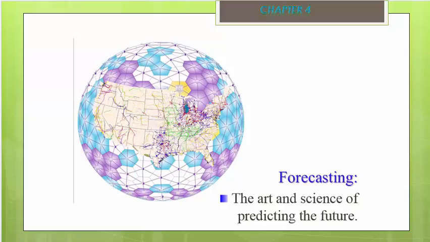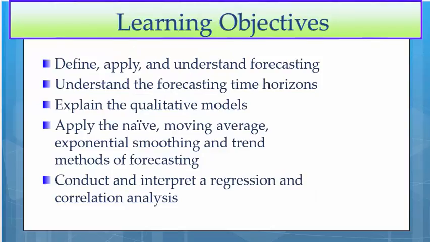So basically, that's what we're going to learn in this chapter: some different mathematical models we can use to weigh different factors differently and try to help us get a handle on predicting demand. By the end of this chapter, you ought to be able to define forecasting and understand the different time horizons. We're going to talk about those here in a minute. And then explain the qualitative models.